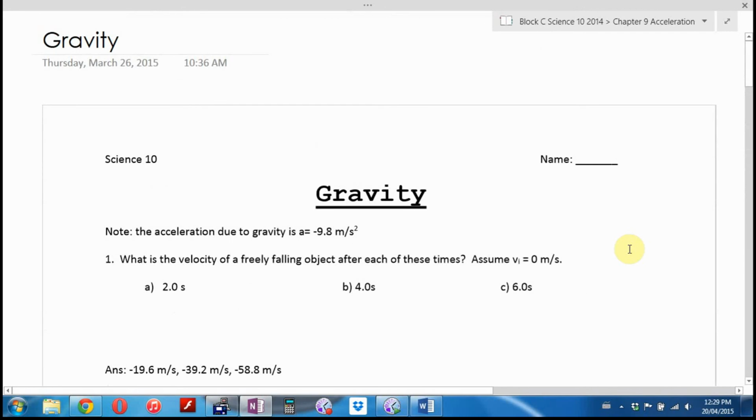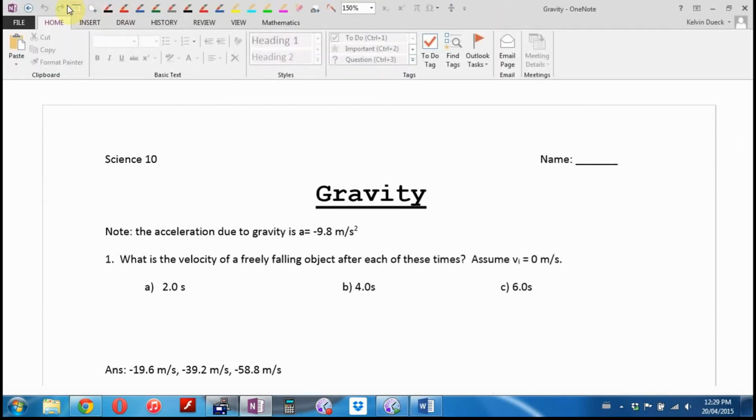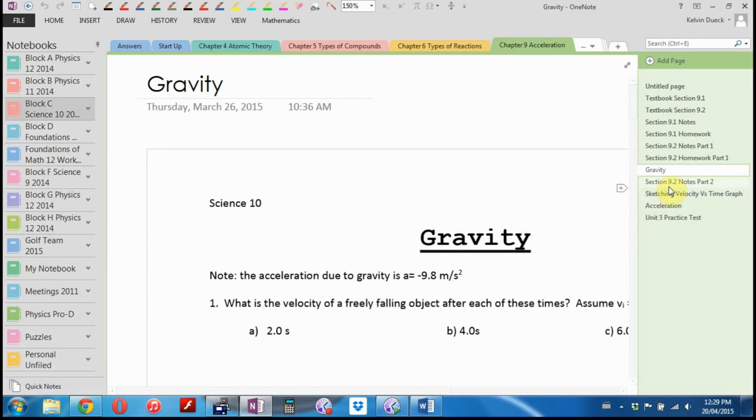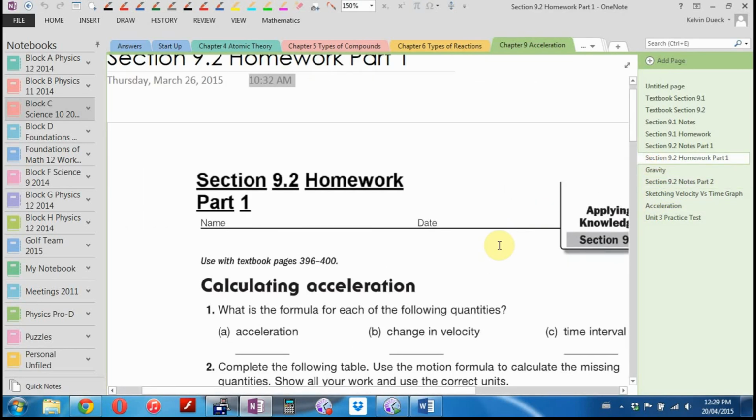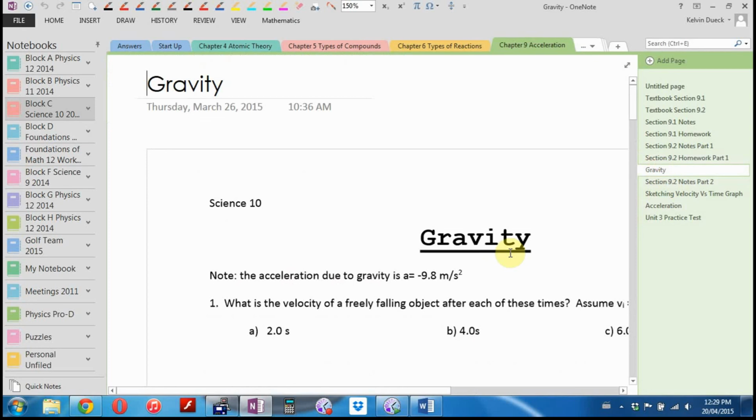So the 9.2, this one, try and get it done in class. And then this one, try and get done in class. Oh, sorry, where is it? This one, try and get done in class. This one finished for next class, and in about half an hour, we're going to start the next lesson.